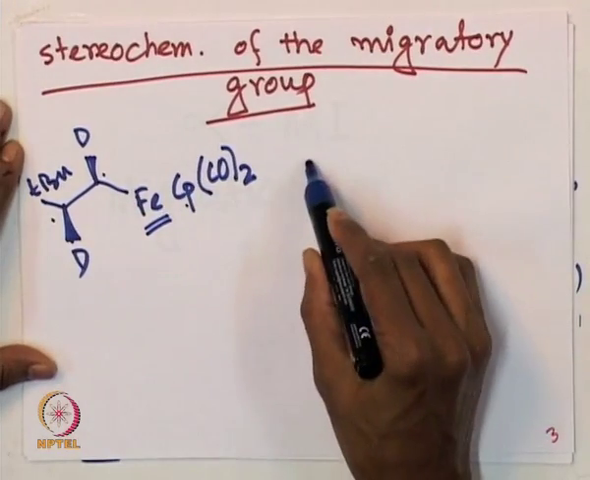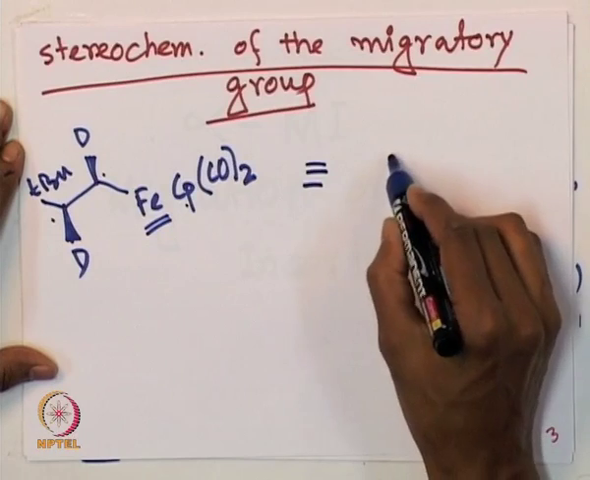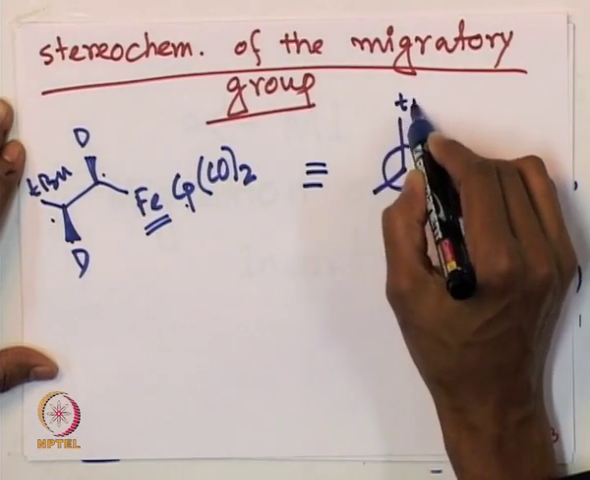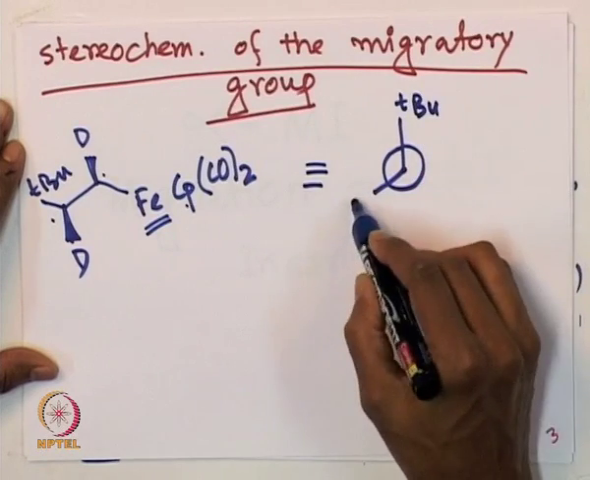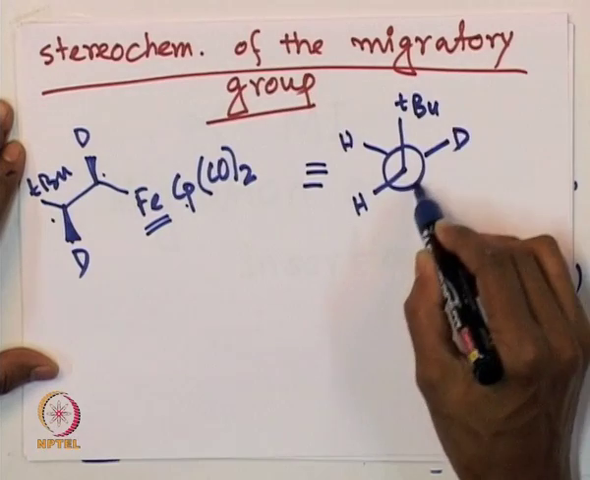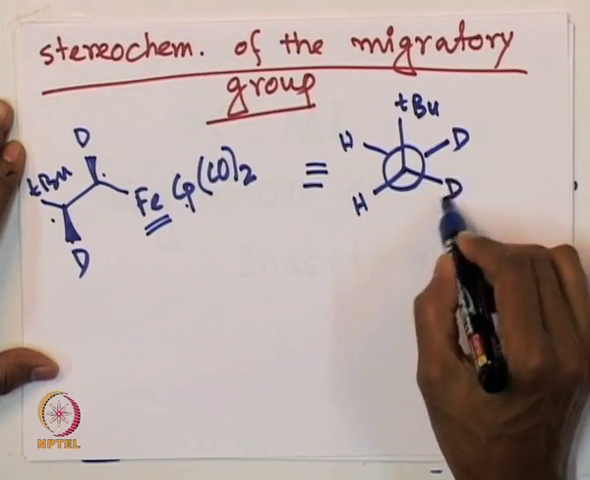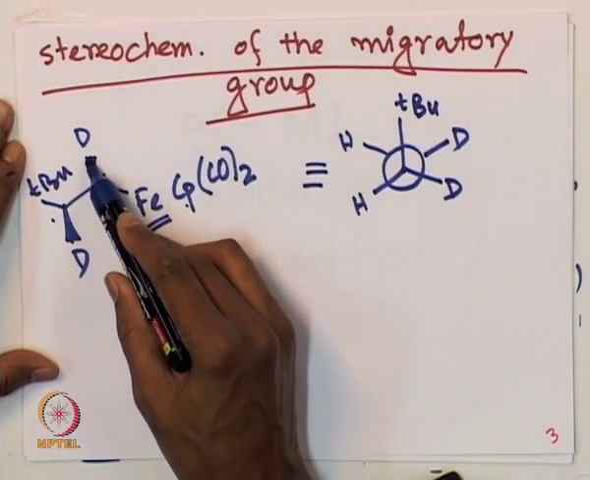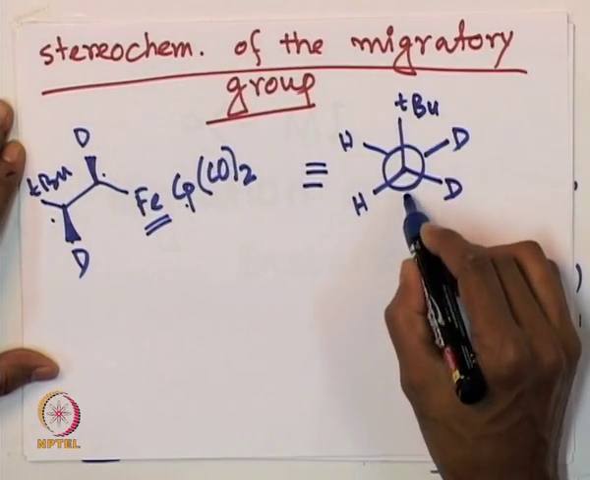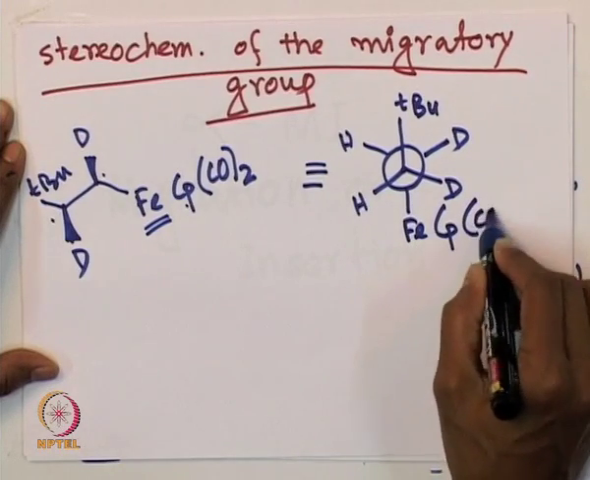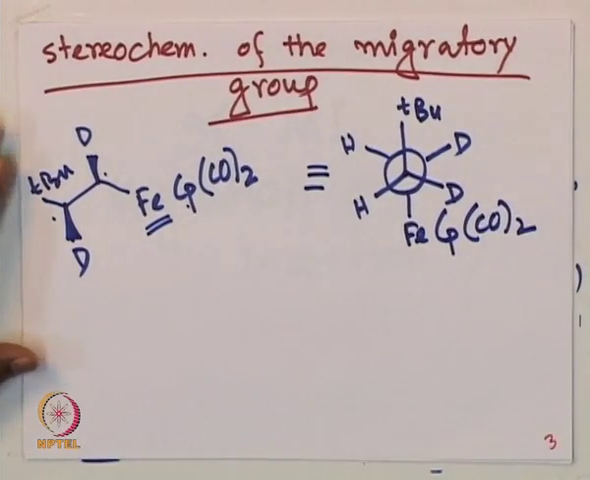If you want to put it in a Newman projection, you would get simply the tertiary butyl group over here, if you write it in this fashion. And if you want to put the deuterium, it should be on the right hand side, since it is above the plane, and then you have FeCp(CO)2. This is the Newman projection.